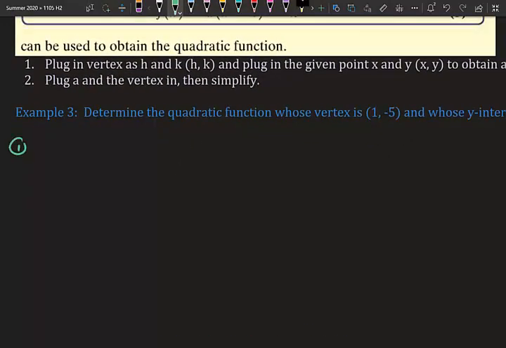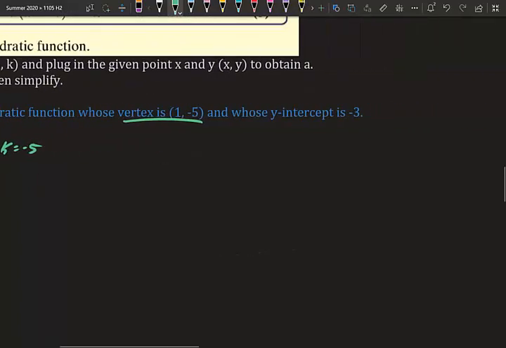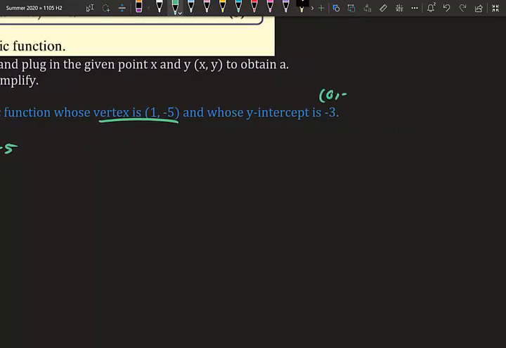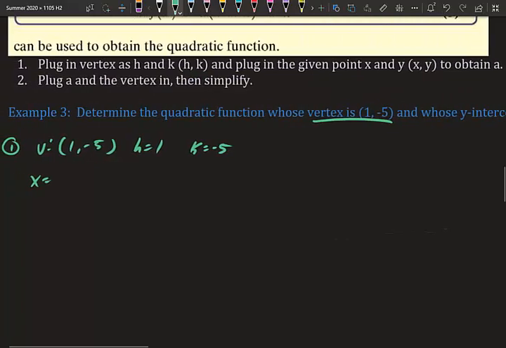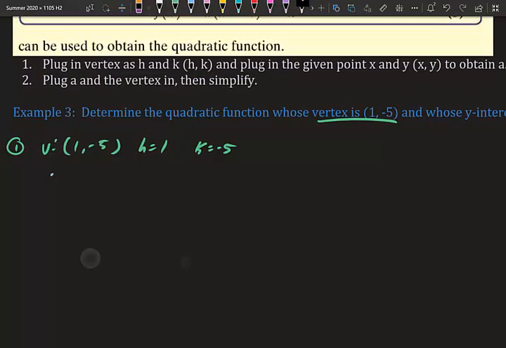Our first step is to identify the vertex and point and find a. The vertex is (1, negative 5), so h is 1, k is negative 5. The point, which is x and y, has a y-intercept of negative 3, so that's (0, negative 3). So x is 0, y is negative 3.